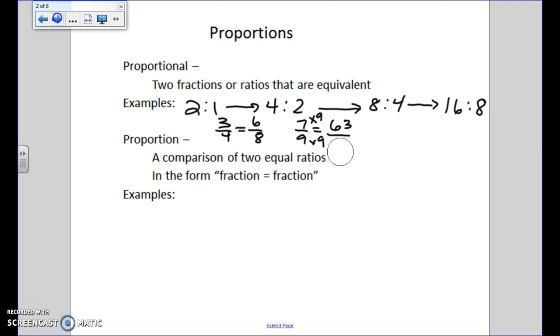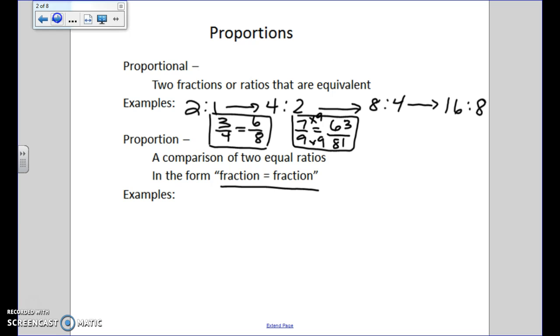And so we used our intellect, our intuition, our careful problem reading to figure out what the equivalent fractions would be. But today we're actually going to learn a little bit about algebra and how to solve what we call proportions. And a proportion is a comparison of two equal ratios. But a lot of times, so this would be considered a proportion, and it is modeling a proportional relationship. But it has to be in the form of fraction equals fraction.